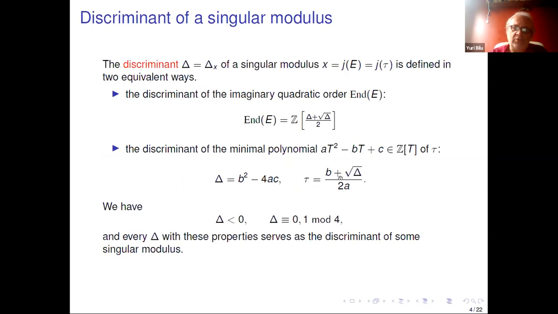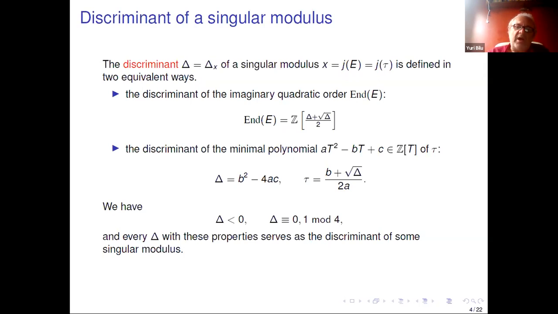So what do we know about singular moduli? First of all, they have two important numerical characteristics. The first is the discriminant of a singular modulus. We can define it in two equivalent ways. One is more conceptual. If the curve has complex multiplication, this means that its endomorphism ring is an imaginary quadratic order, and the discriminant of the singular modulus is just the discriminant of this order. An imaginary quadratic order is uniquely defined by its discriminant, so if the discriminant is Δ, then the order is this one. Again, it's standard and classical.